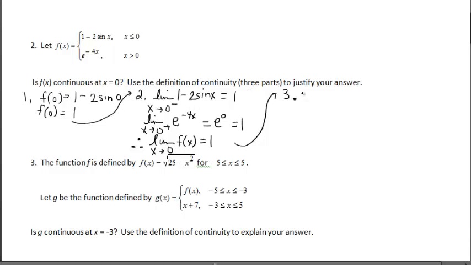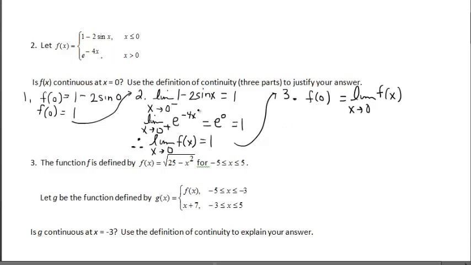Okay, so the third part says, consider part 1 and 2. Are they equal? Well, yeah, they are. We can see they are. So we know the graph is going to be continuous at x equals 0. But we need to show that notation. So we're using appropriate notation. We can say that f of 0, which I know is equal to 1, is also equal to this limit notation. They're both equal to 1, so I can set them equal to each other. That's all we're saying.